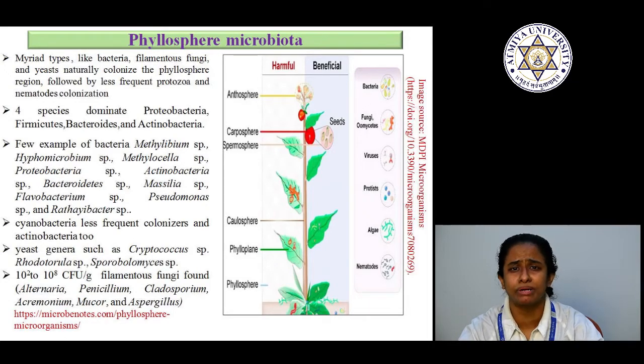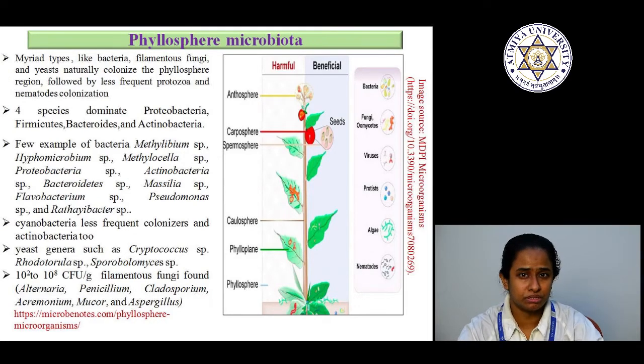Cyanobacteria are not so dominant colonizers, they are frequent colonizers because they need certain water, a thin film of water. In yeast you can find good species, that is Cryptococcus and Rhodotorula and Sporobolomyces. These are the different yeast genera. If you talk about the count or the intensity of the colony, that is 10 to the power 2 to 10 to the power 8 CFU per gram of filamentous fungi available. In that, the prominent genera in this phyllosphere region you can find are Penicillium, Cladosporium, Alternaria, Acremonium, Mucor and Aspergillus.